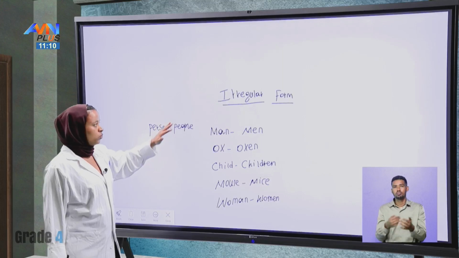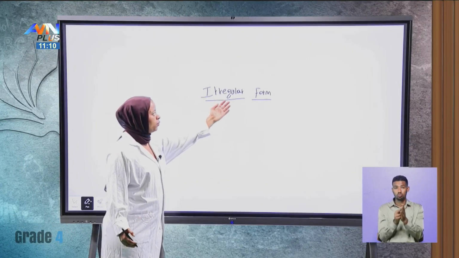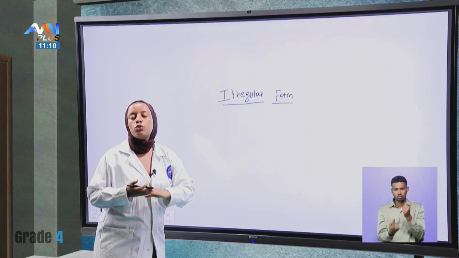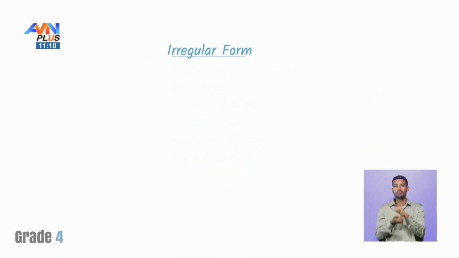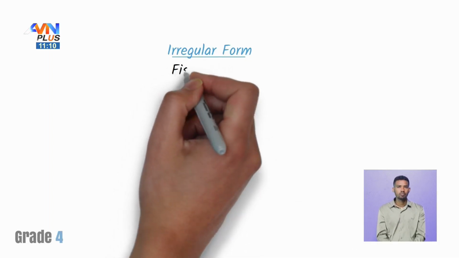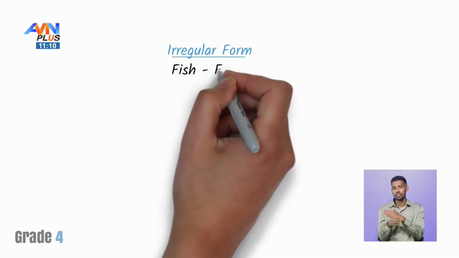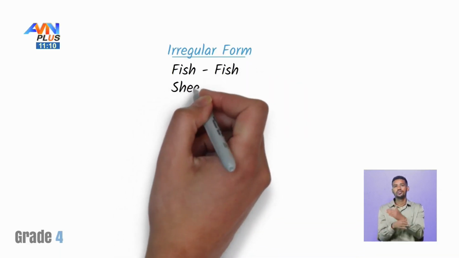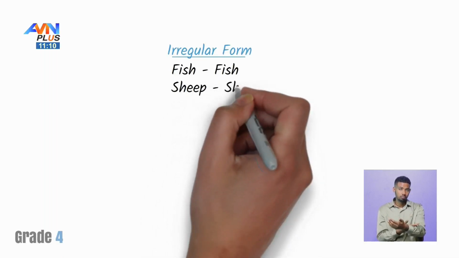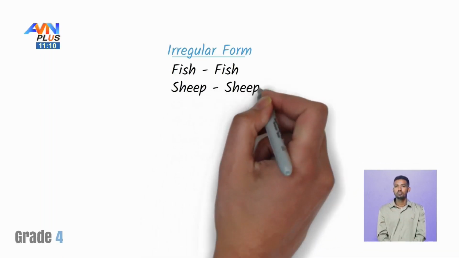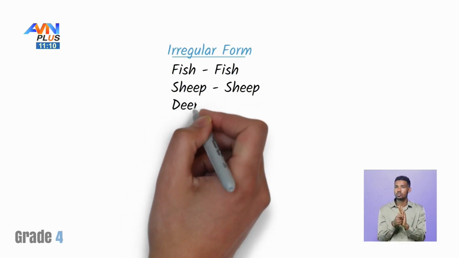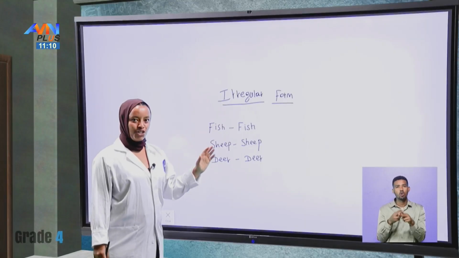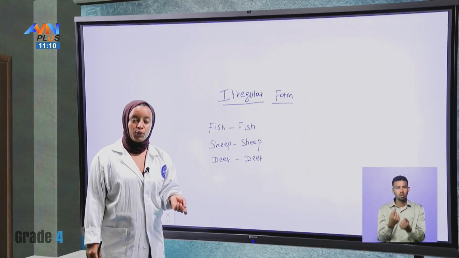Here is another rule in irregular forms. Some nouns don't change when they are singular or plural. For example, fish becomes fish. Sheep becomes sheep. Here is also, let us say, deer becomes deer. These are examples of nouns that do not change when they are singular or plural.